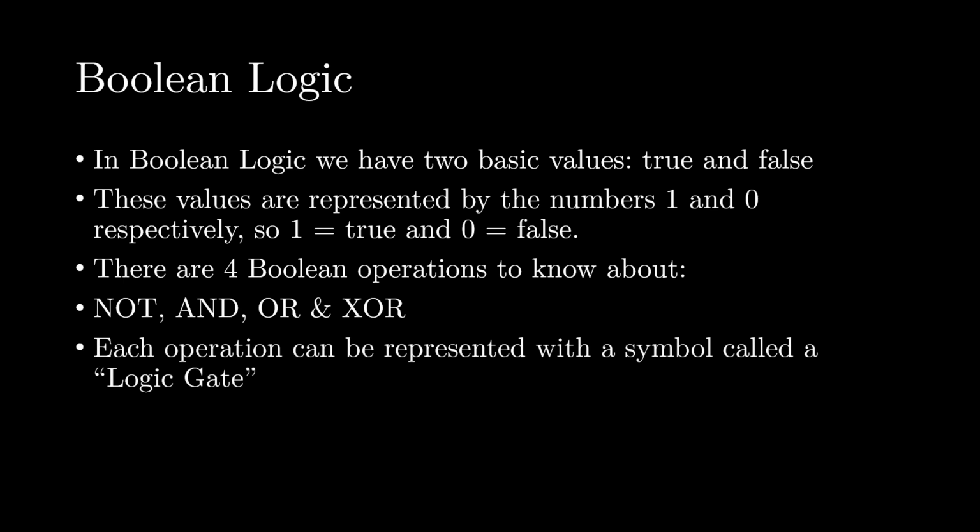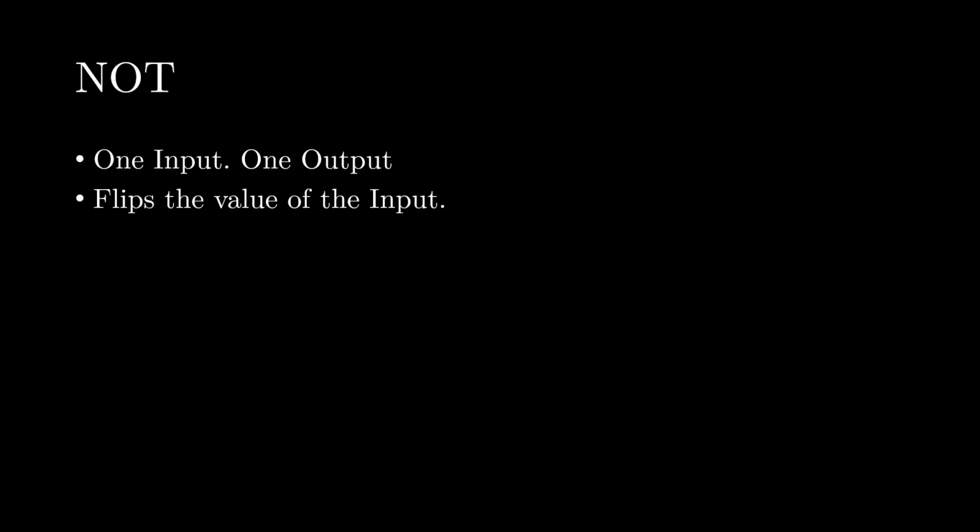Each operation can be represented with a symbol called a logic gate, and you'll see what I mean later on. But you're going to actually have to know and memorize how to draw and read each of these symbols. When talking about the NOT operation, NOT has one input and only one output. I think all the operations I'm going to be covering have one output, but NOT is the only one that has one input.